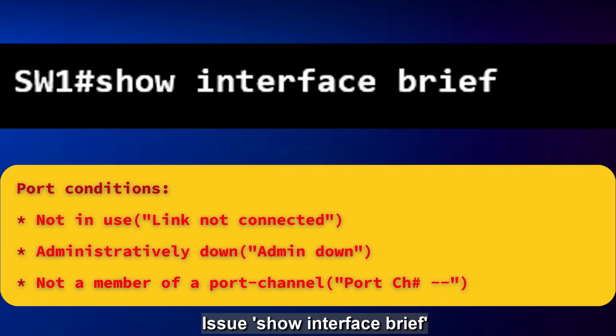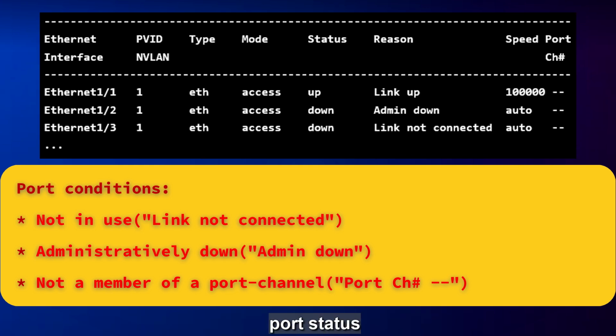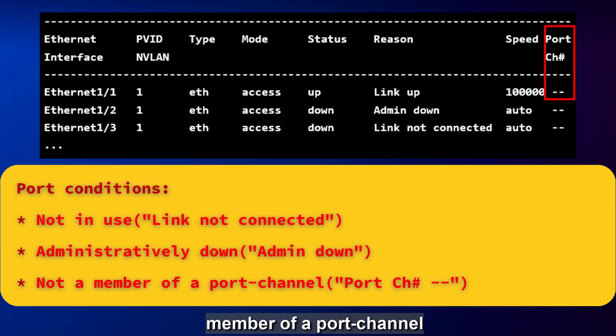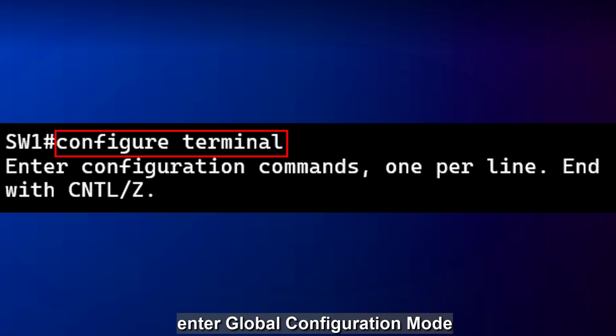Issue the show interface brief command to verify current port status. Only ports that are not in use, administratively down, or not a member of a port channel can be partitioned. Issue configure terminal to enter global configuration mode.